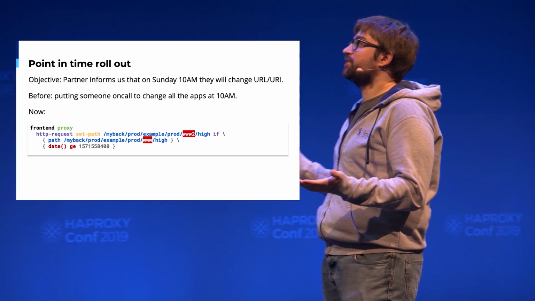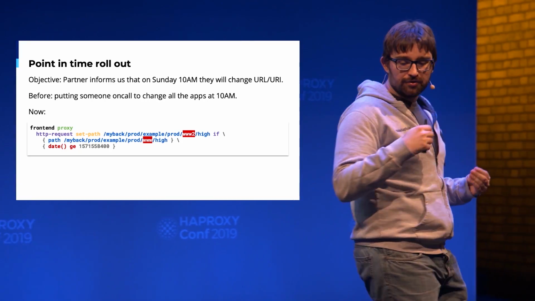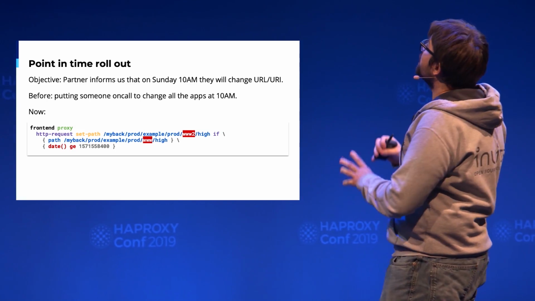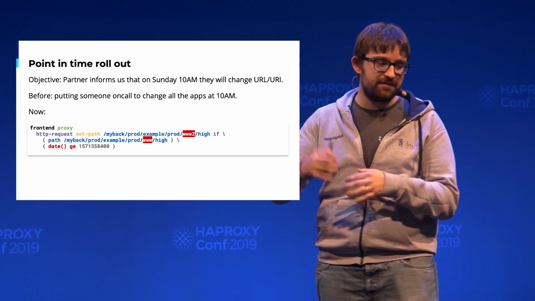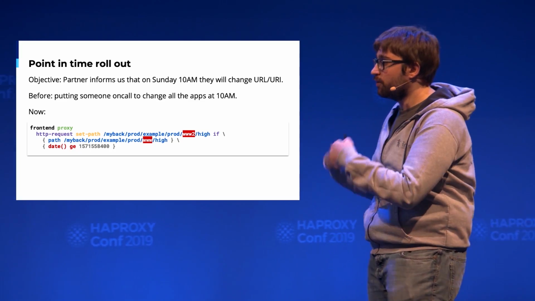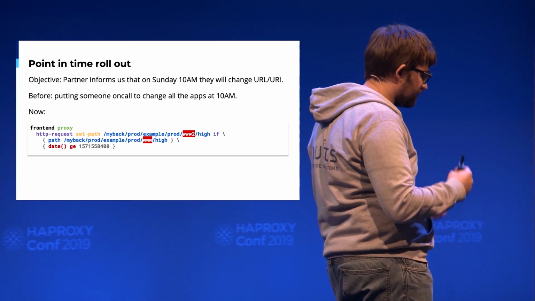So instead of that, we actually use the date function in HAProxy, which means that just on Sunday at 10 a.m., at that moment exactly, we knew that we would use the new service at the partner. And no one needed to wake up on Sunday or work on Sunday. It was just all done magically via HAProxy.